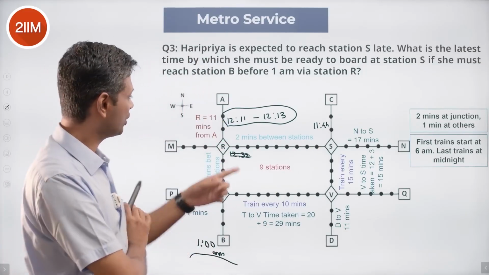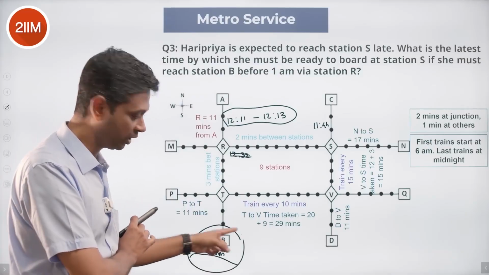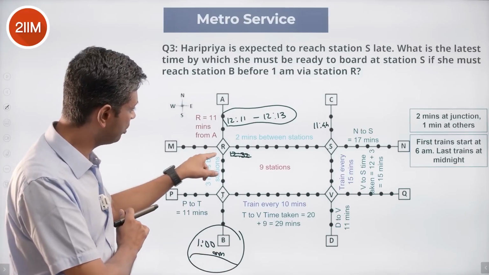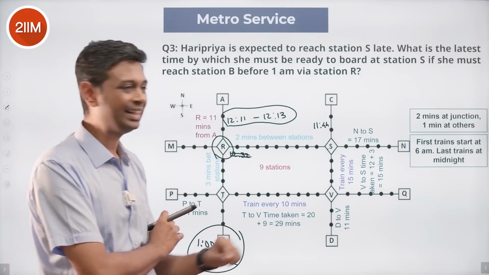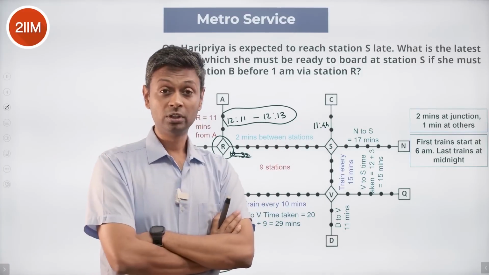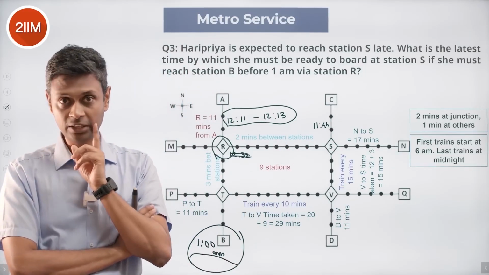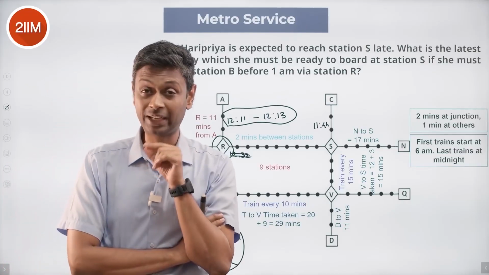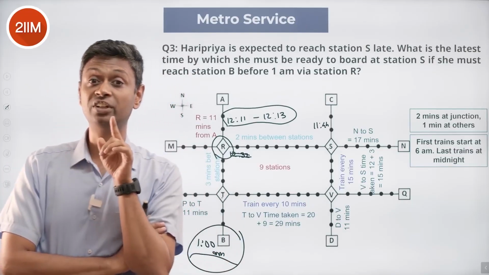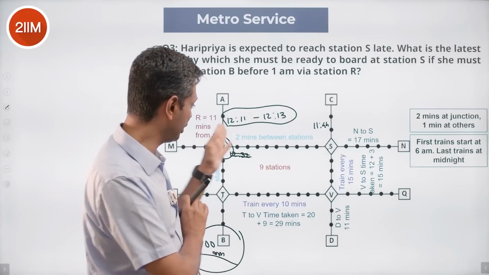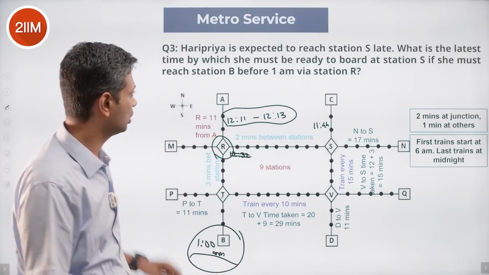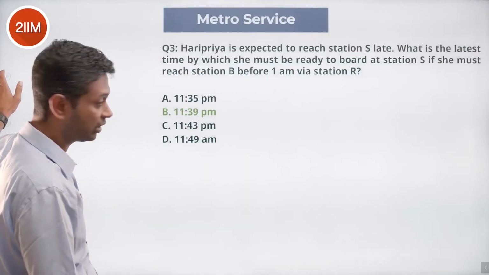And so there's no constraint here because I'll reach way before 1 a.m. This constraint here, I should be before 12:13. I start any time before 11:44, I'm good. The train arrives there at 11:37. I cannot catch 11:47, I'll be late. I'll have to catch 11:37, but I can catch 11:37 at 11:39. I catch at 11:39, I'll be here on time, I'm through. The last time you can reach by is 11:39 p.m.